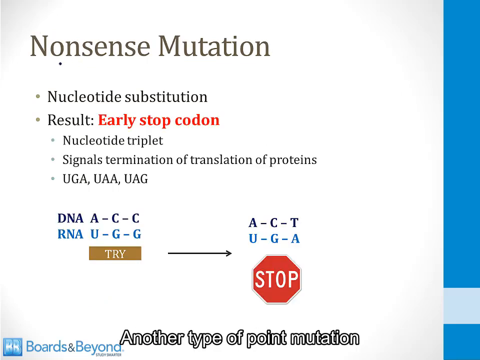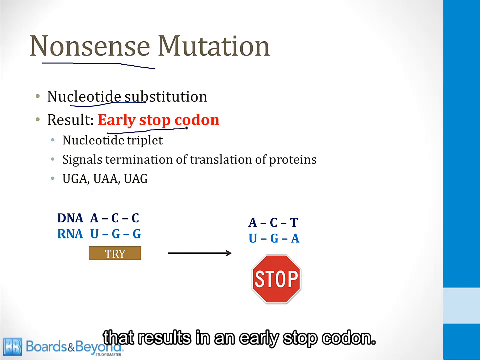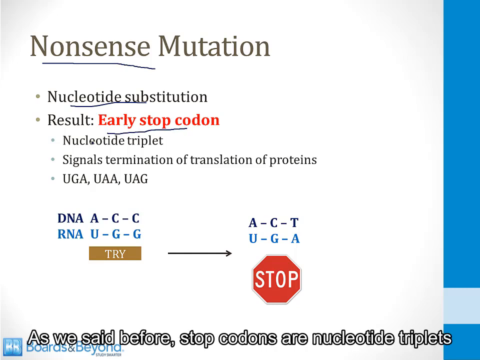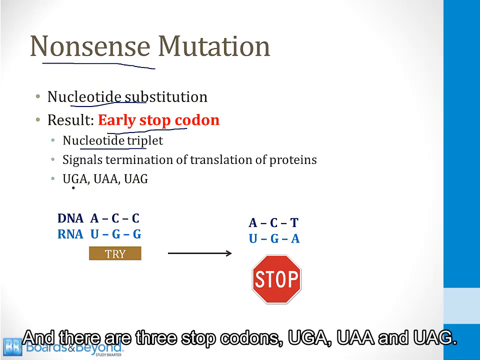Another type of point mutation is called a nonsense mutation. This is a nucleotide substitution that results in an early stop codon. As we said before, stop codons are nucleotide triplets that signal the termination of translation of proteins, and there are 3 stop codons: UGA, UAA, and UAG.